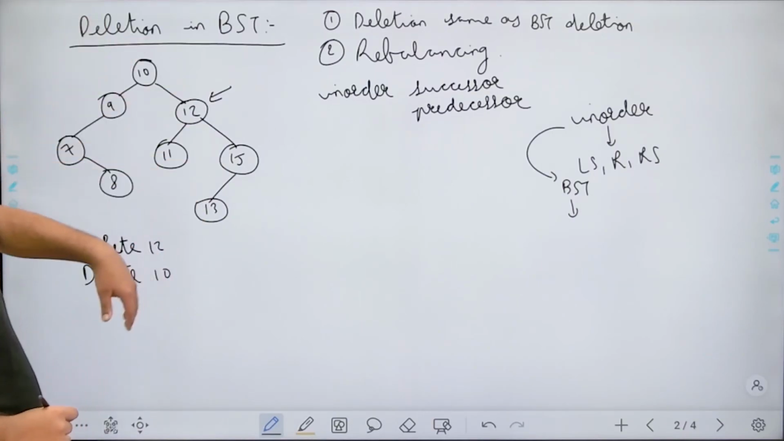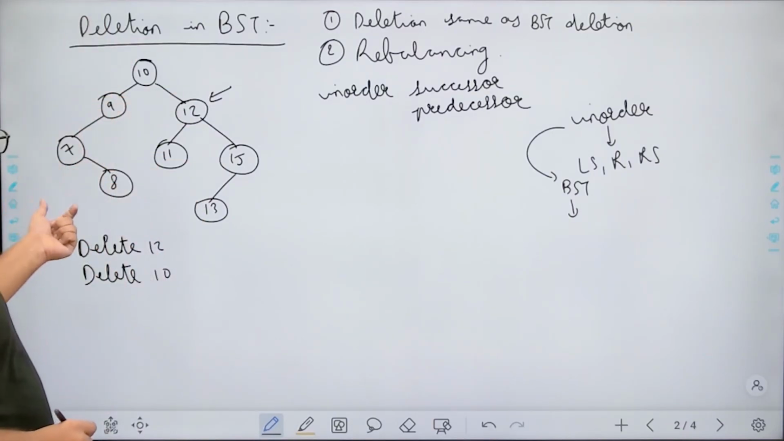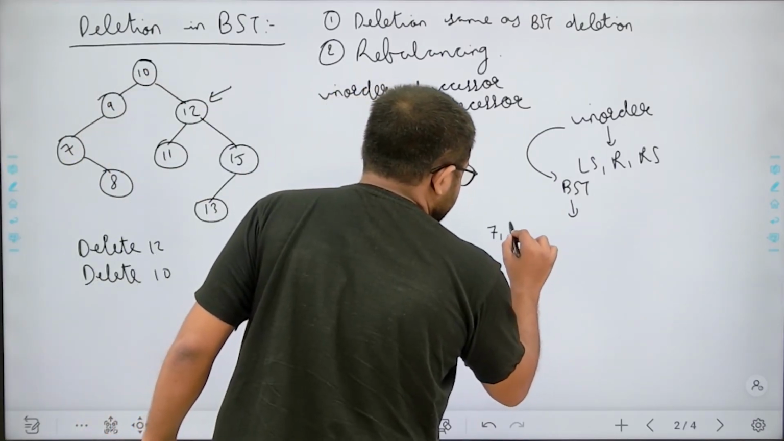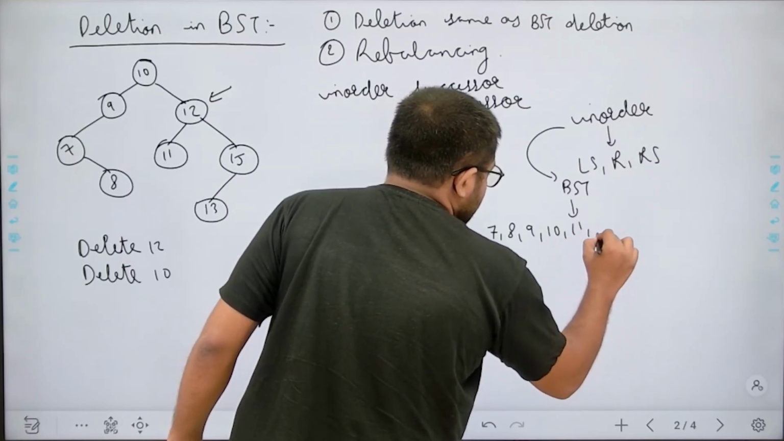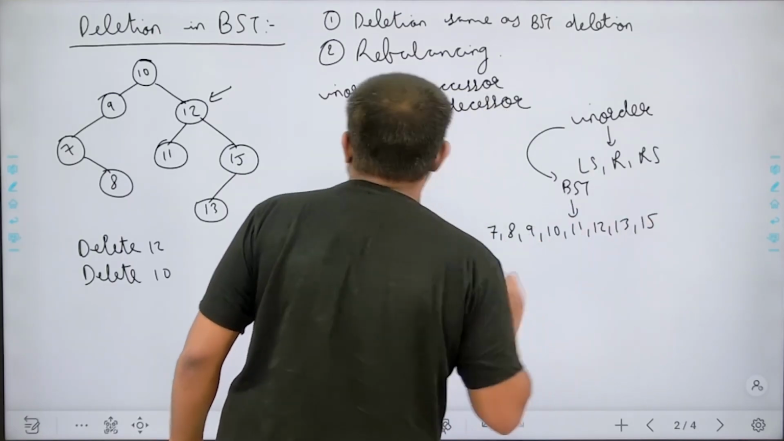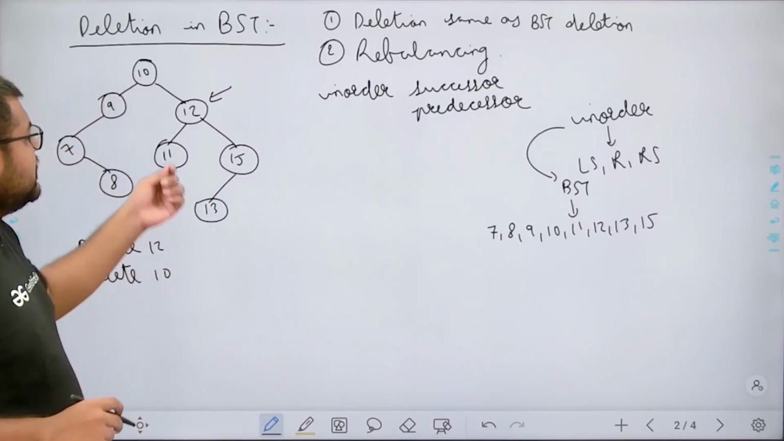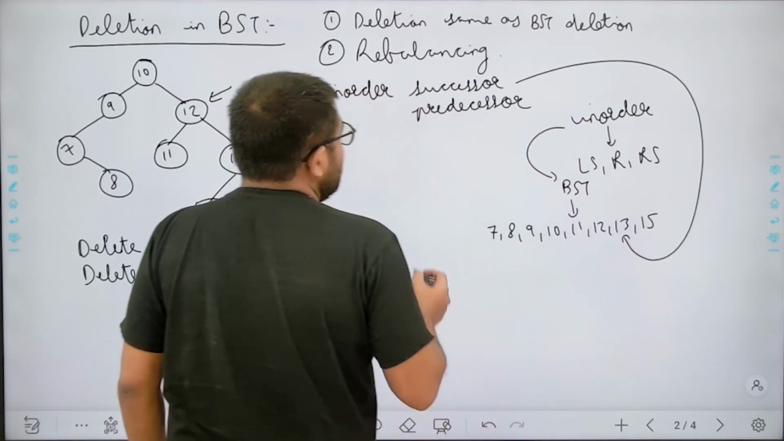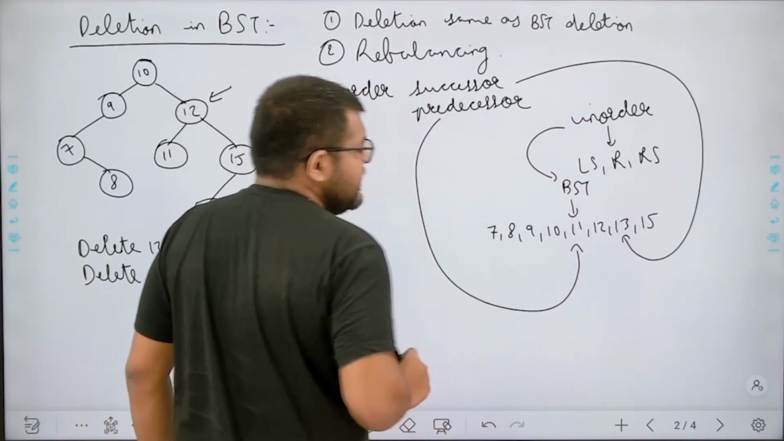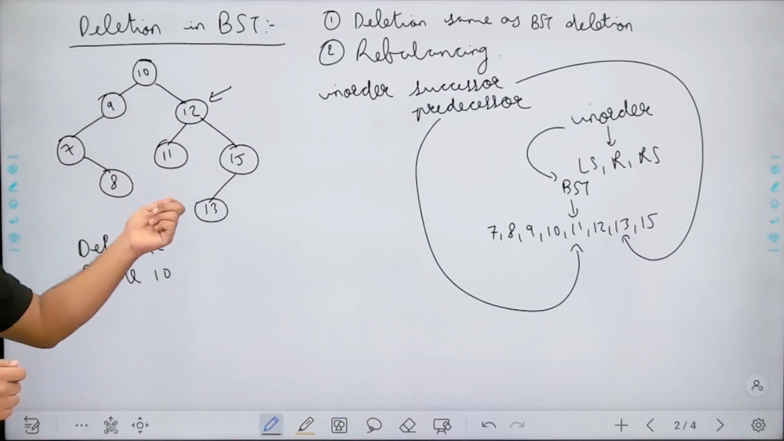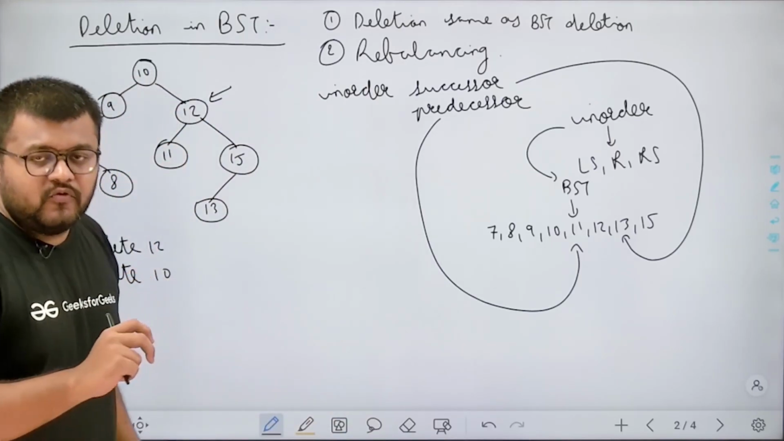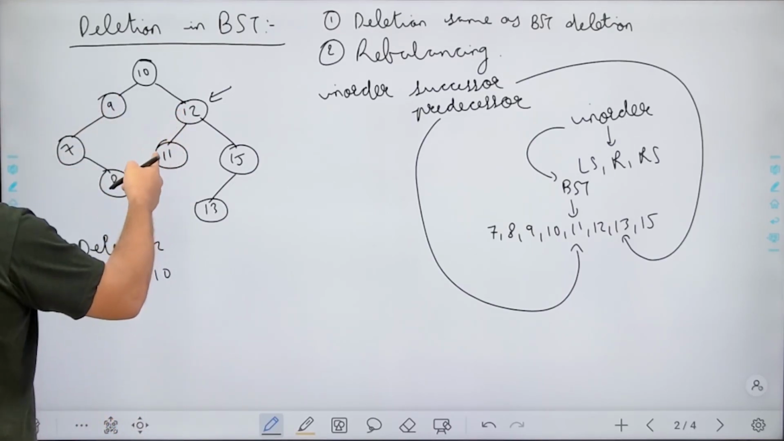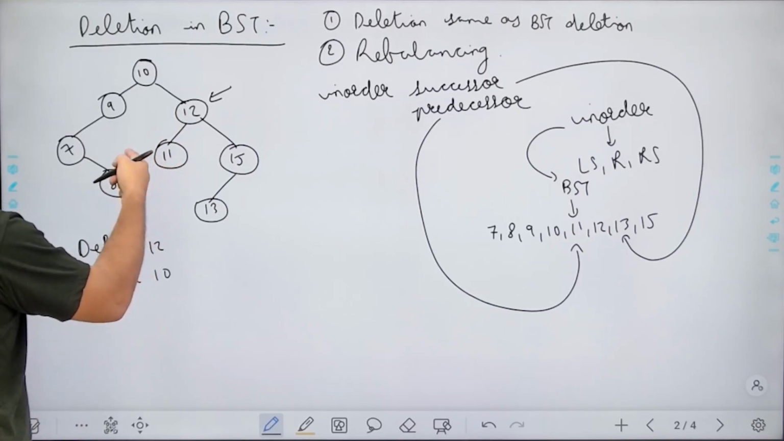So if I apply in order traversal on this, the output would be 7, 8, 9, 10, 11, 12, 13 and 15. So basically for 12 the in order successor is which one? The in order successor is 13 and in order predecessor is nothing but 11. So we replace 12 with either of these values, and whenever 12 reaches the leaf node we delete it. So basically suppose I replace it with 11, so 11 will come here, 12 will come here, 12 will become the leaf node and delete it.